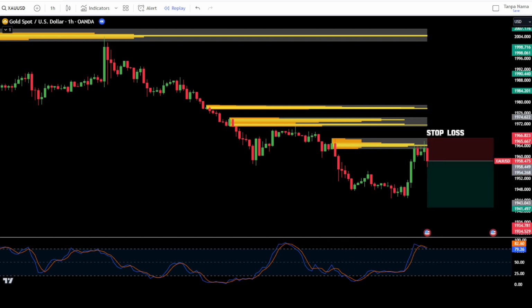Place the stop loss above the resistance box or bearish volume profile order block. Target take profit using a risk-reward ratio of 1 to 2.